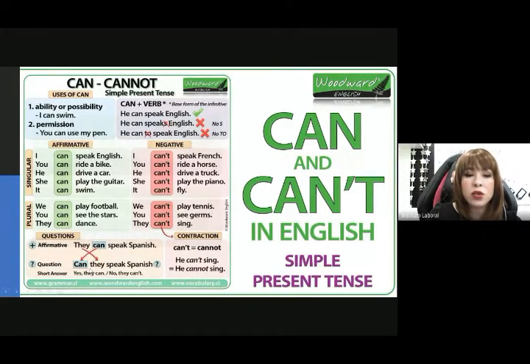In short answers, we use can in the answer. Remember, short answers: Can they speak Spanish? Yes, they can. Or, No, they cannot.